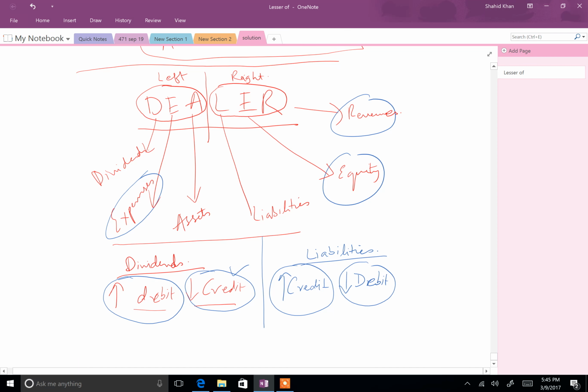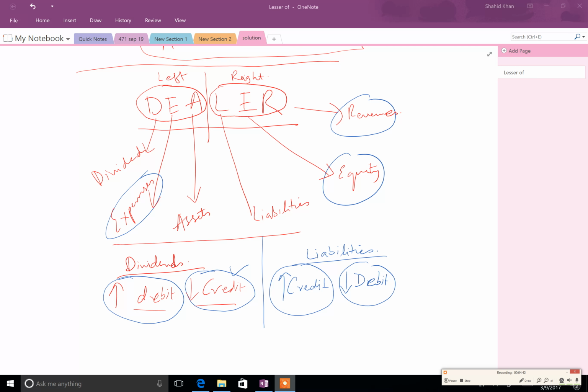Once you remember that, then for each transaction we will see how it is impacting, whether it's impacting assets, liabilities, equity, expenses, revenues, or dividends. So we have this series of accounts.